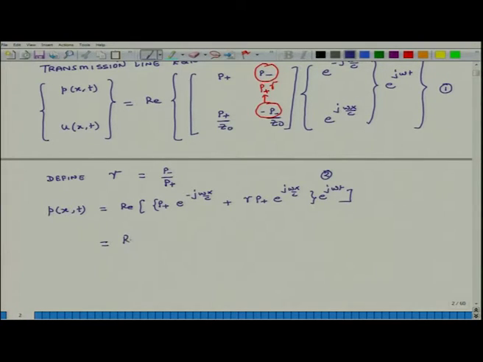and this I can rewrite as real of p plus, and what I will do is I will take this entire term as common. So, e to the minus j omega x over c times 1 plus gamma e to the 2 j omega x over c, e to the j omega t, and I close the bracket. So, this is the equation for pressure. Let us call this equation 3a.